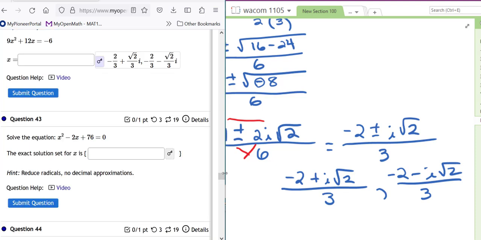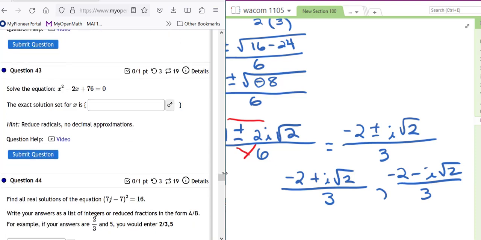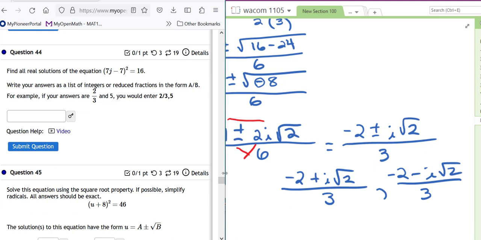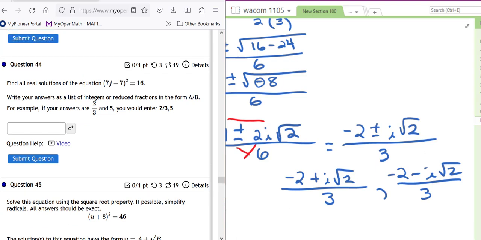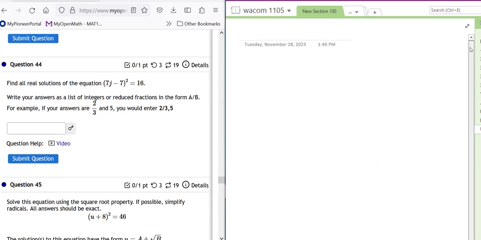Right. I am going to skip 43. It also looks to me like it would be quadratic formula. So we've done 2 of those. We'll skip that. Let's look at 44. This is the first one that is good for square root method.